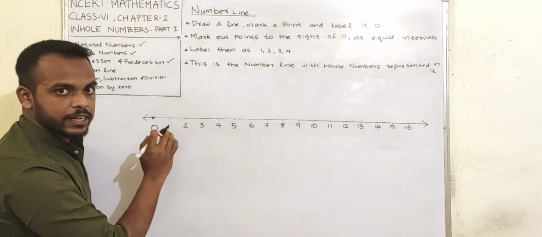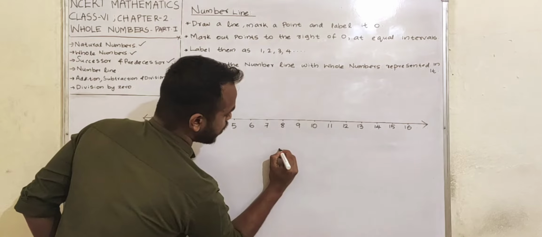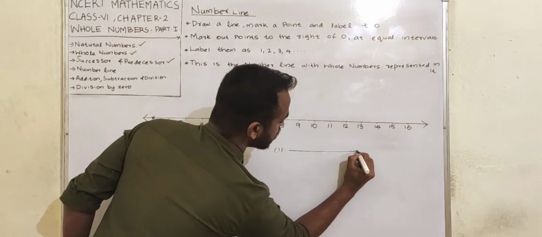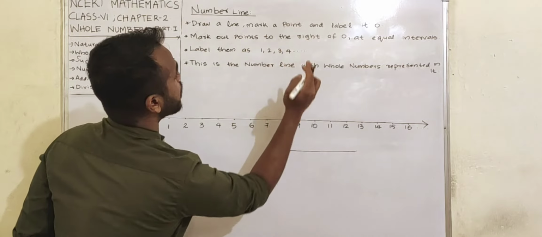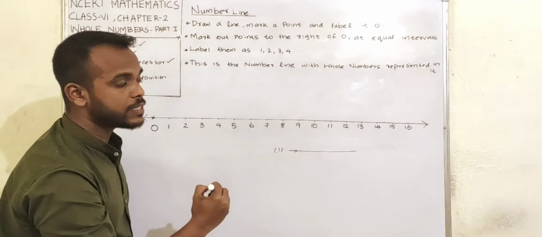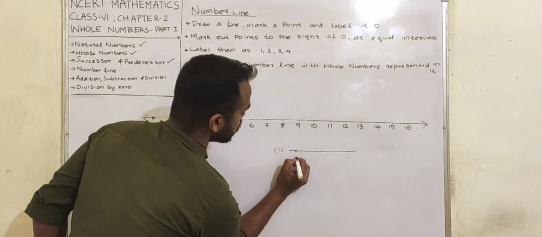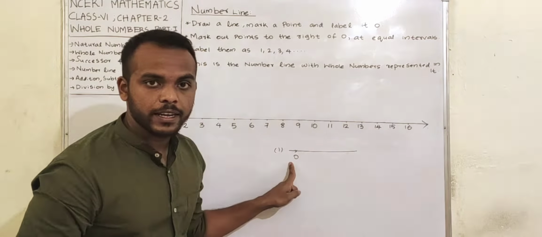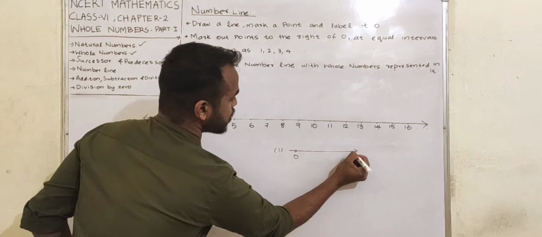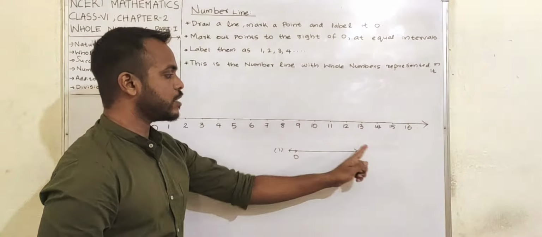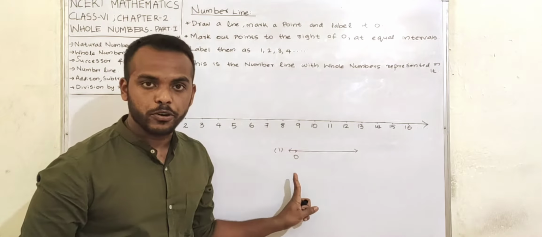I have already completed the whole step. For your information, I am going to do this one. This is a line, and mark a point. So I have marked a point. Label it as 0. So this is the labeling I have done. Since it is a line, we are going to extend it on both sides. So this is the point 0.